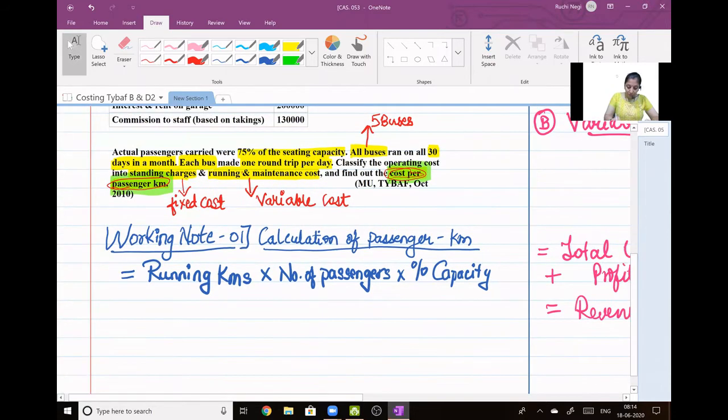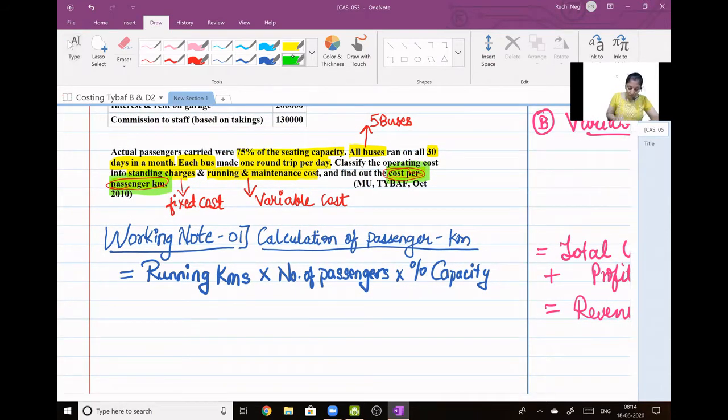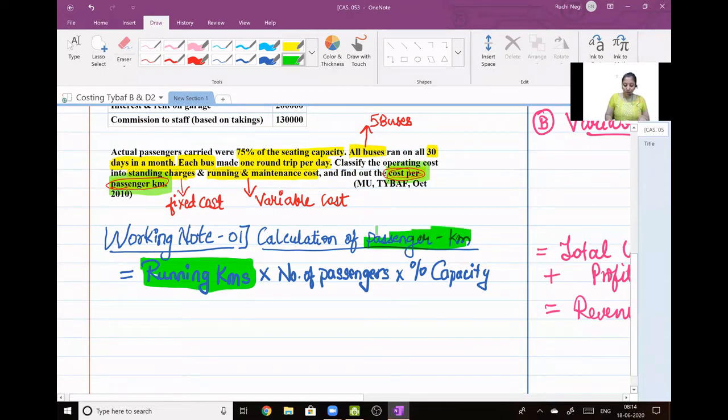Okay, now this is what we have to find. This is a mandatory working note, which actually we should do before this working note, but it's okay. Doesn't make a difference whether you do it before or later. I generally have this habit that whatever is asked in the question, now this is a composite unit, not passenger kilometer, I generally write whatever is given in the question and then break up the formula. That will be a better way. So the formula is running kilometers into number of passengers into percentage capacity.